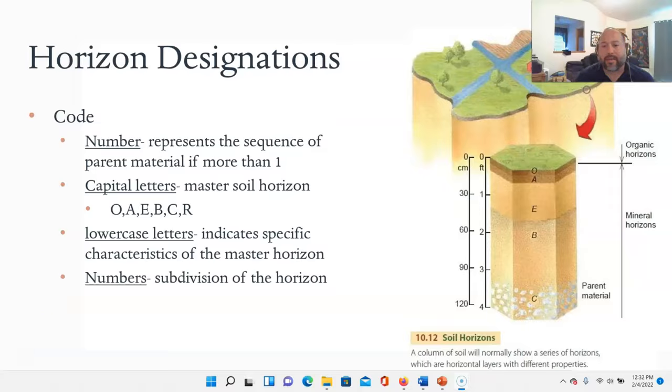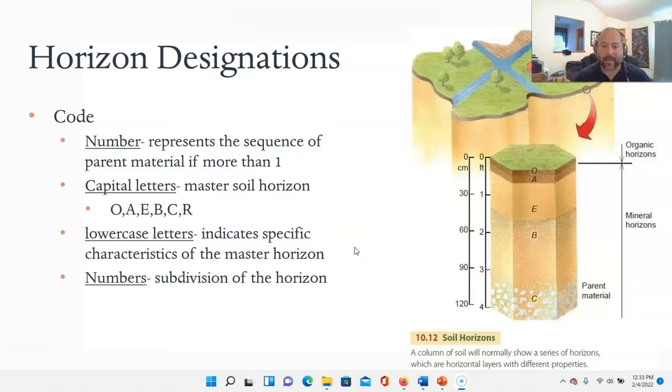The lowercase letters that then follow the capital letters are going to indicate specific characteristics of the master horizon. So our capital letters here, those are our master horizons. In this one specifically, we've got our organic layer, our topsoil layer, our leaching layer, our subsoil, and our parent material, and we'll go over all those in detail. But then there'd be lowercase letters after it. One that's common is you can see an AP for your topsoil, and that just means that it's a layer that's been plowed.